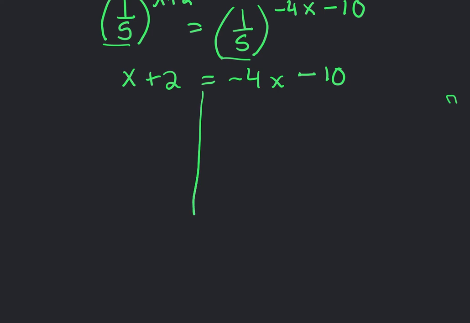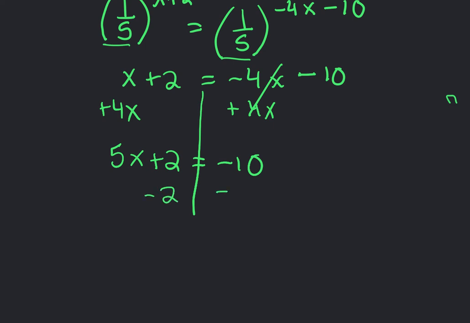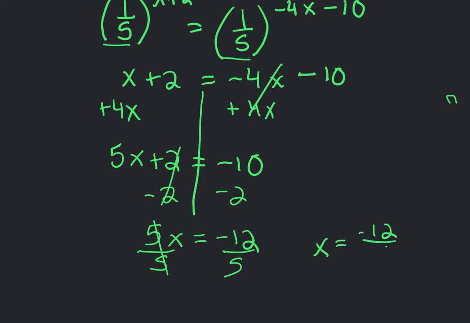All right, so we have x's on both sides. Let's add 4x and add 4x. So x plus 4x, I've got 5x plus 2 equals -10. And then let's see, minus 2, so 5x equals -12. And then divide by 5, so x equals -12/5.